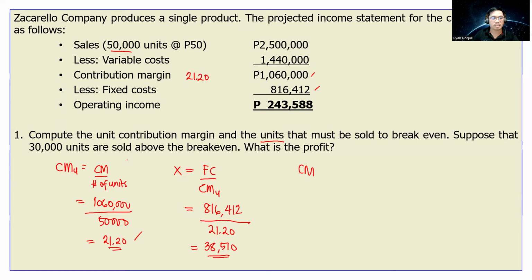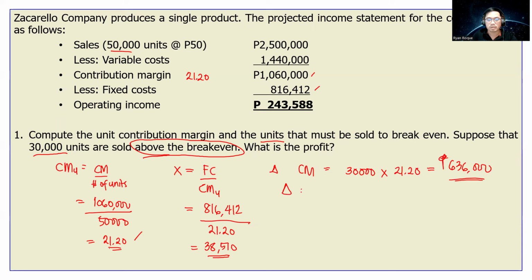So if we are able to sell 30,000 above the break even, remember, break even means there is no profit or there is no loss. So whatever change in the CM or contribution margin is also the change in your profit. The change in your CM would be equal to the 30,000 units above the break even multiplied with the 21.2 CMU. So that would give you 636,000 pesos. This change in your CM is also the change in your profit.